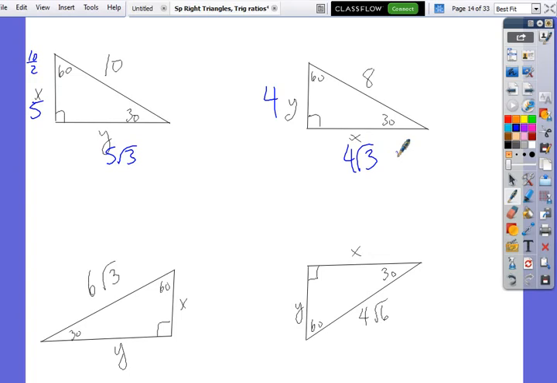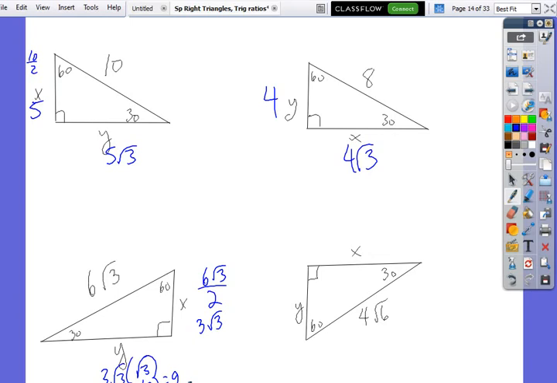All right, so come down to this bottom one. 6 root 3 is my hypotenuse. What do I do with that? Divide by 2. So 6 root 3 divided by 2 is going to give me the short side, 3 root 3. Divide the regular numbers, leave the square root alone. Then I'm going to take that and do what with it? Multiply by root 3. So I get 3 root 3 times root 3. Root 3 times root 3 is just 3. 3 times 3 is 9.